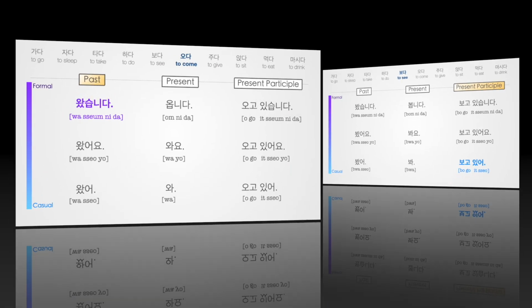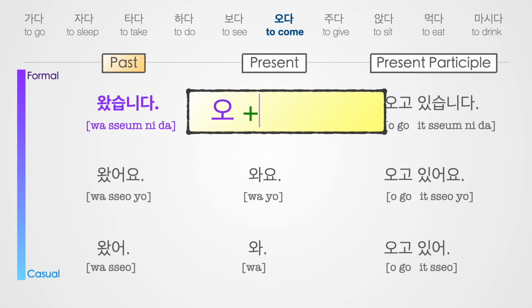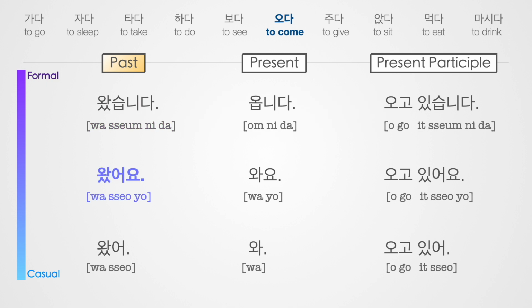오다 means to come. Past formal verb ending 았습니다 is added to the stem and makes 왔습니다. To say it informally, 왔어요. And casually, 왔어. You can pretty much follow the same pattern for the present tense. 옵니다. 와요. 와. 오고 있습니다 is when you say someone is coming. 오고 있어요. 오고 있어. Or you can make it into a question by saying 오고 있어?